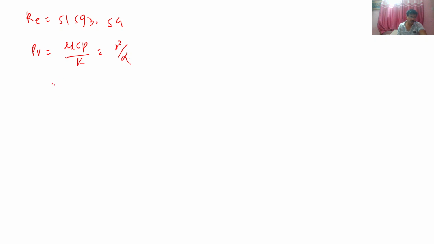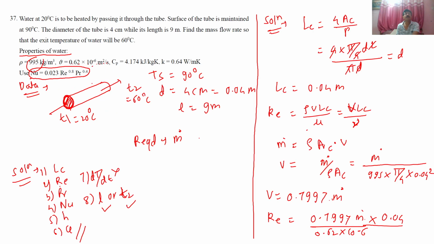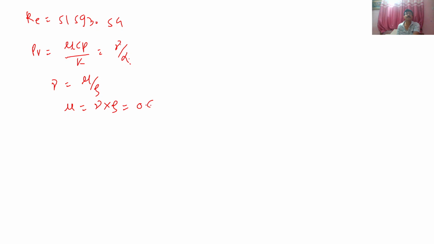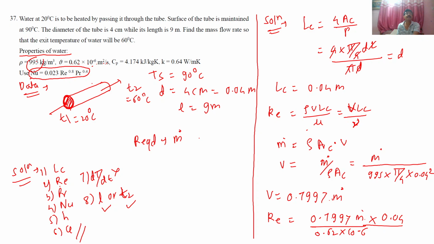How? Nu is equal to mu by rho. Kinematic viscosity is equal to dynamic viscosity upon density. So what is mu? Nu into rho. Nu is given as 0.62 into 10 raised to minus 6 and density is given as 995.